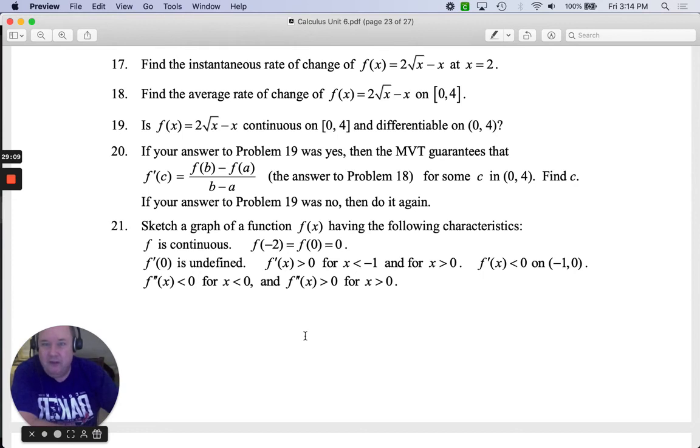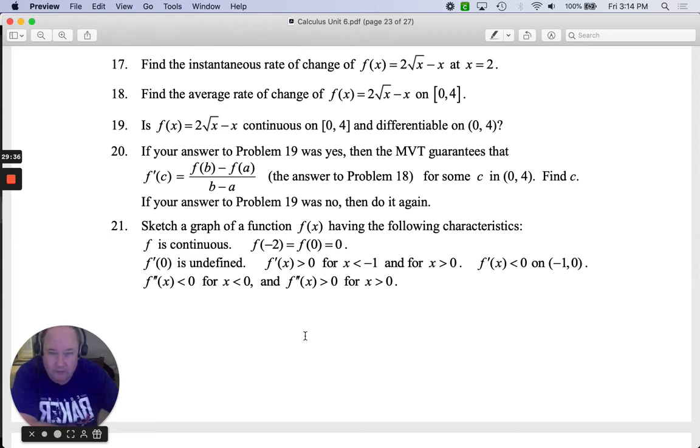21. Sketch a graph of f at x, having the following characteristics. It's continuous. Beautiful. f at -2 and f at 0 are both equal to 0, which means those are x-intercepts. The first derivative at 0 is undefined, which likely means there's a cusp. There is a cusp because it's continuous, so there's not a discontinuity. It means there's a sharp corner at 0.